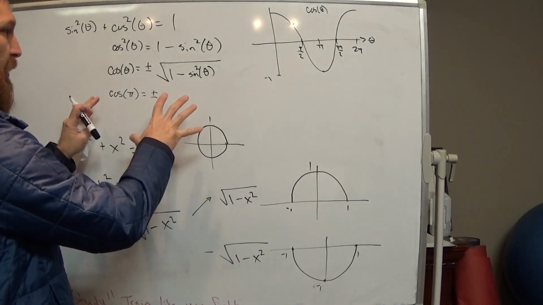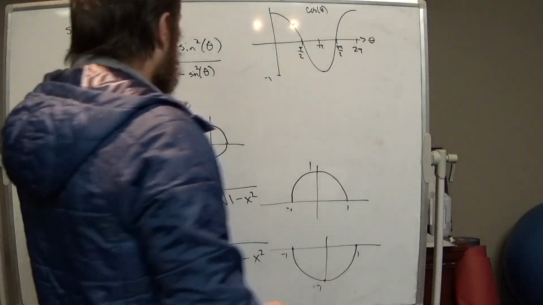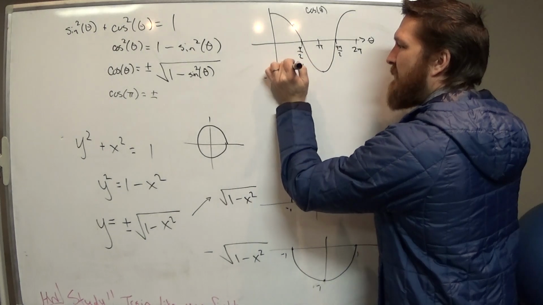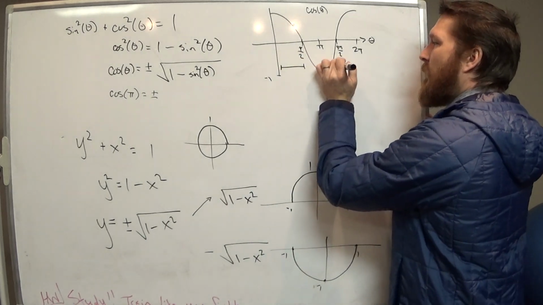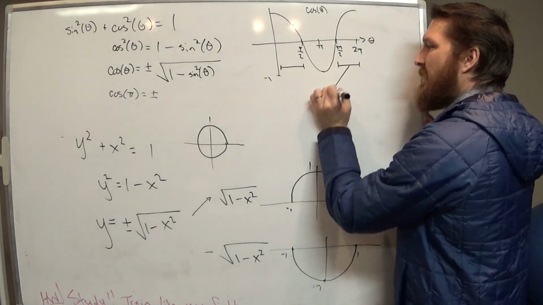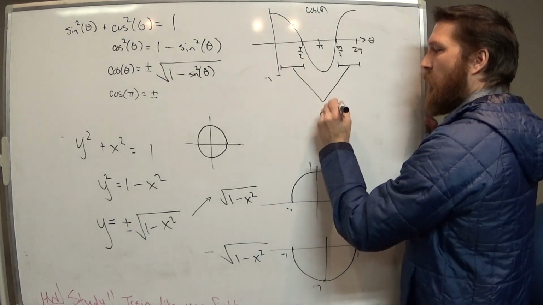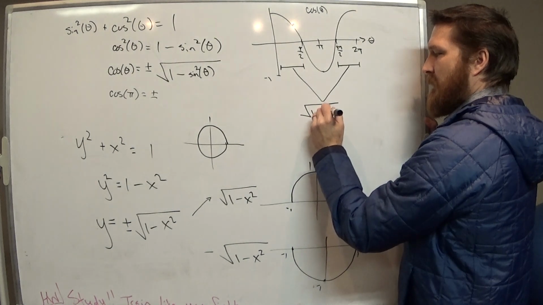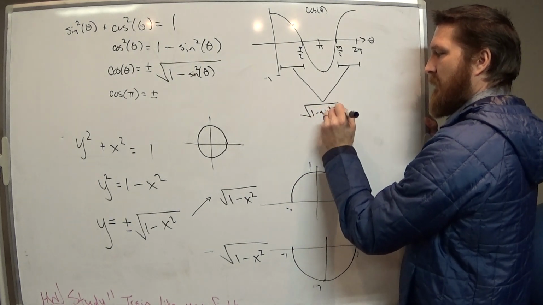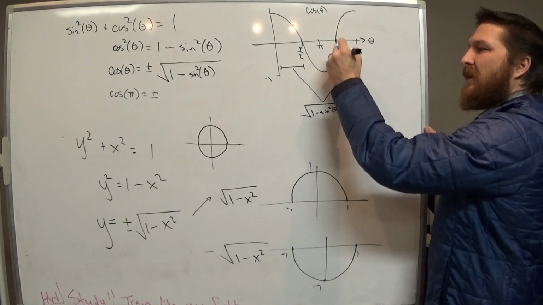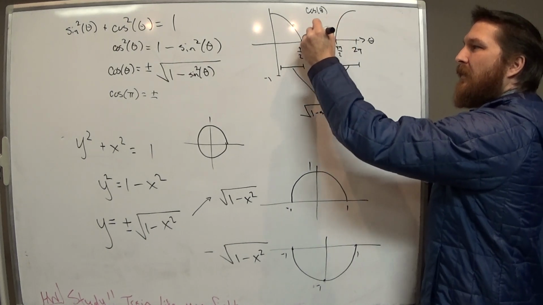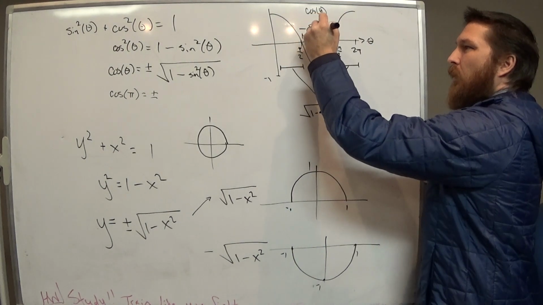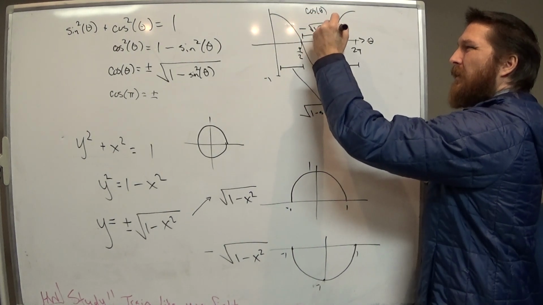Here, you're kind of saying, well, whenever theta is from here or here, these are the two cases where you're going to get the positive square root of 1 minus sine squared theta. And whenever you're here, where it's actually negative, this is where you're going to use the negative square root of 1 minus sine squared theta.